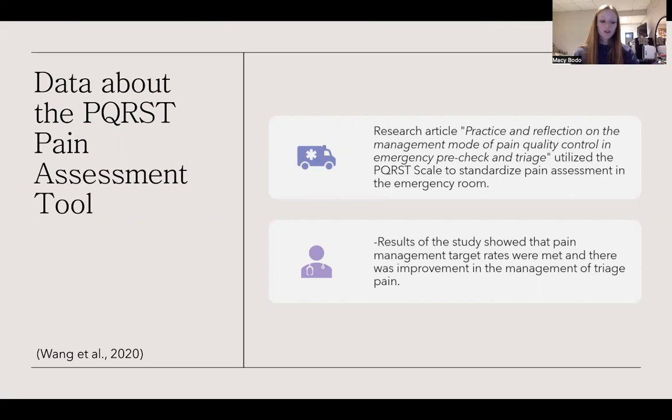This research article is a good example of the validity of the tool. It shows it improves pain management rates as well as the fact that it is effectively utilized. It is also a good example of local data about the tool and how it is used. I did not find any state or national data regarding this tool, but given that it is used effectively in this study, as well as at my place of work, I would say it is an effective and valuable tool.